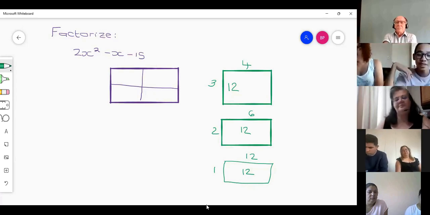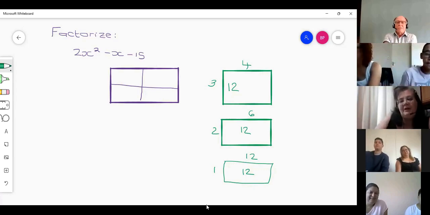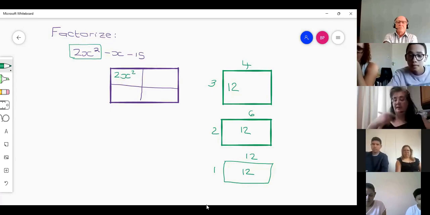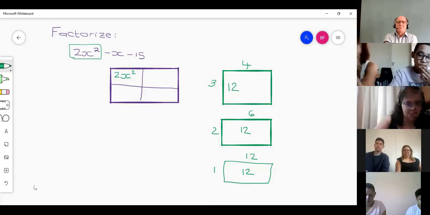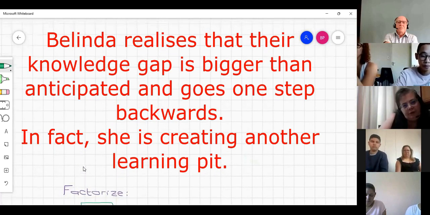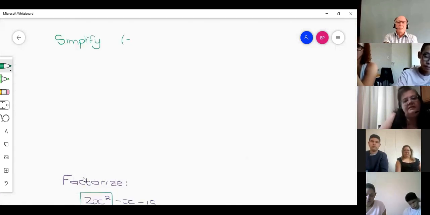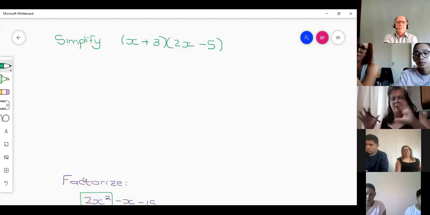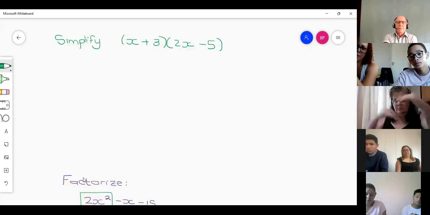I actually forgot how to do the block method. No problem, I'll give you a bit of a scaffold. This 2x squared, we'll put in this block. Hold on, let's go one step back. I want you to simplify x plus 3 and, let's make this a 2x, minus 4? No, minus 5. How does that sound? So, Liam, remember now the x plus 3 and the 2x minus 5, those are your side lengths of your rectangle.